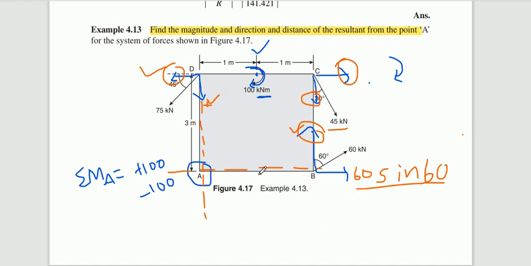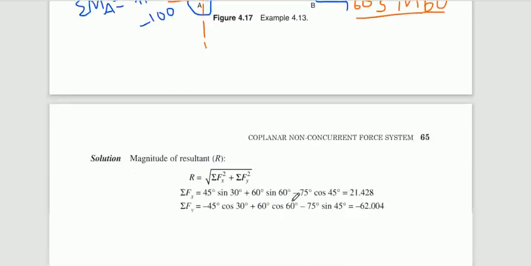So along with this you have to add, since it is clockwise, plus 100, which will give you the moment at point A. Yes, is it clear? Will you solve this problem by yourself? Yes, ma'am. Okay. This is a similar thing. You just solve it by yourself.